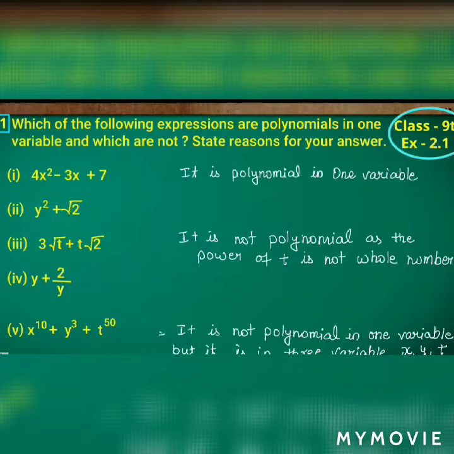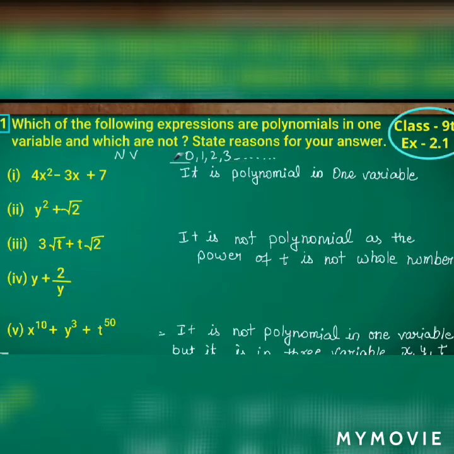So now we will start with the first question of the first exercise. Which of the following expressions are polynomials in one variable and which are not? State reasons for your answer. So they have asked to find the expressions which have a single variable or not, isn't it? Always keep in mind that the exponent of variables cannot be negative or a fraction. The power of the variables must be whole numbers.